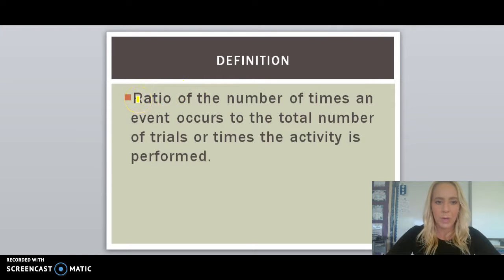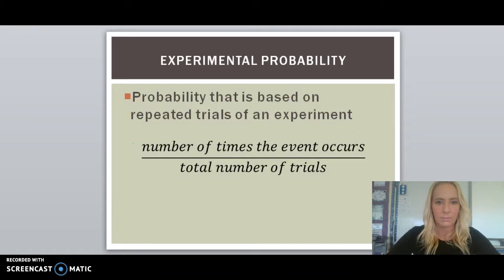So experimental probability is the ratio of the number of times an event occurs to the total number of trials or times that the activity is performed. The equation that's used for experimental probability is based on the repeated trials of an experiment. So you take the number of times that the event occurs divided by the total number of trials.